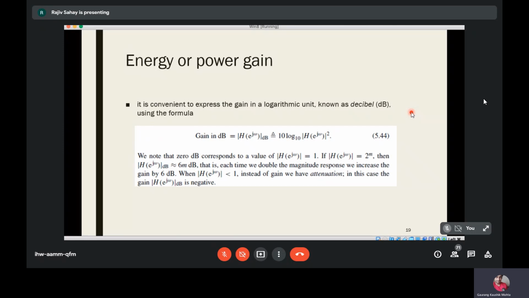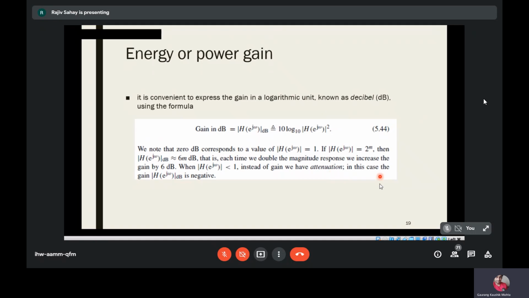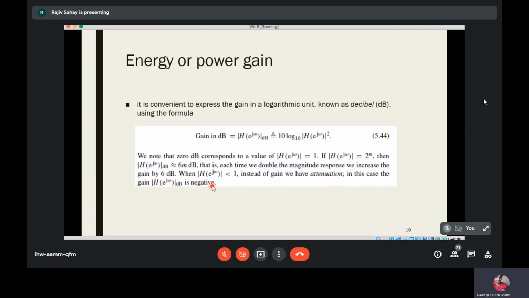Okay. So 6 decibels per doubling of the magnitude of the filter. If mod of H of e to the j omega is less than 1, then instead of amplification, you have attenuation of the signal. And in this case, the gain becomes negative.